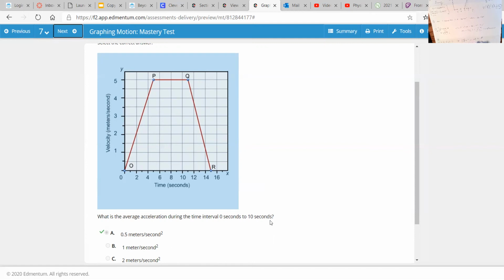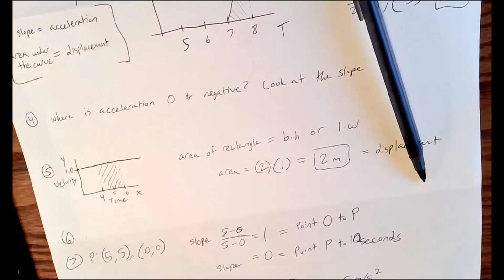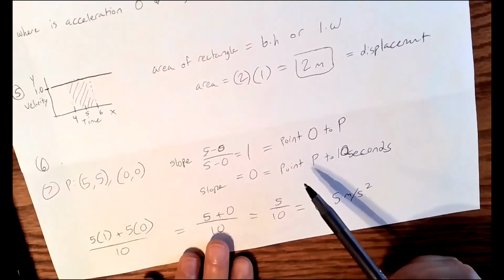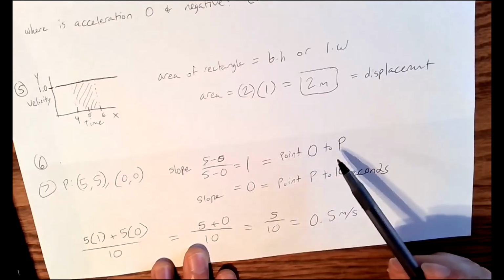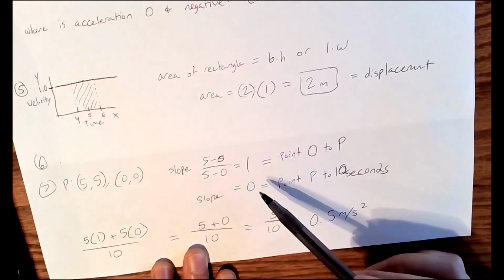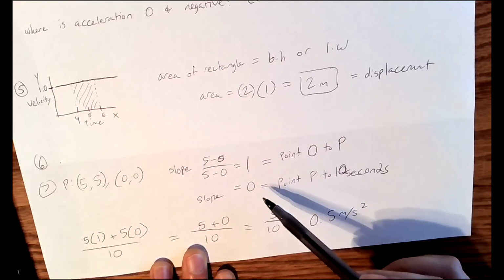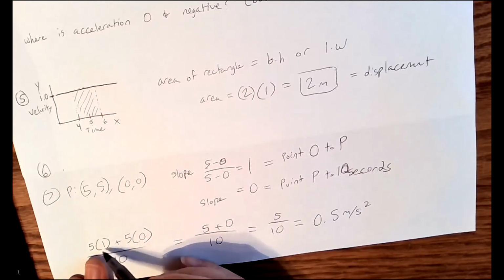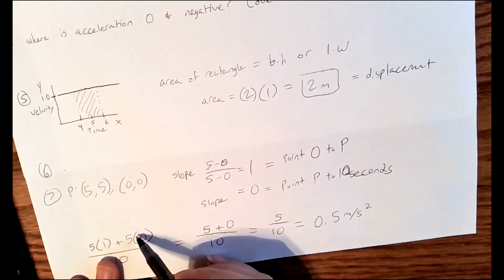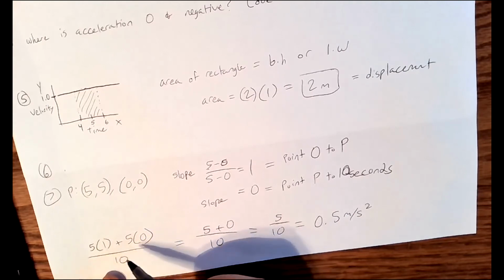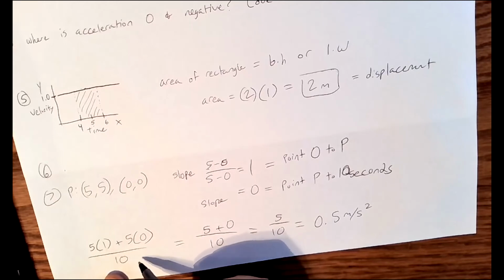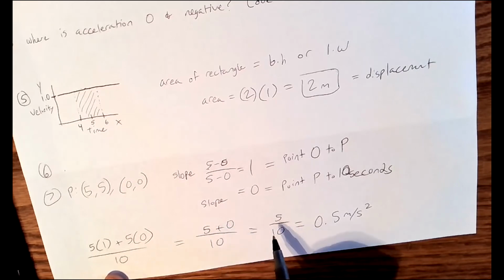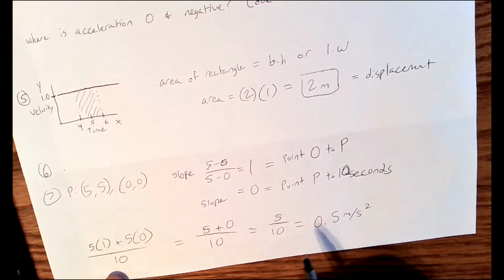Here, I'll write it out so it's easier to look at. So the slope for the first 5 seconds from point zero to P would be one. The slope from P to 10 seconds is zero. So to find the average, for the first 5 seconds the slope is one, the acceleration is one, times five, plus the acceleration for the next 5 seconds is zero, and divide that by 10 seconds. That will be 5 over 10, and that's 0.5 meters per second squared.